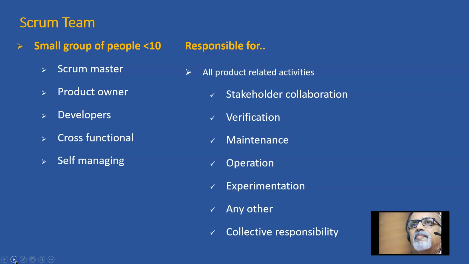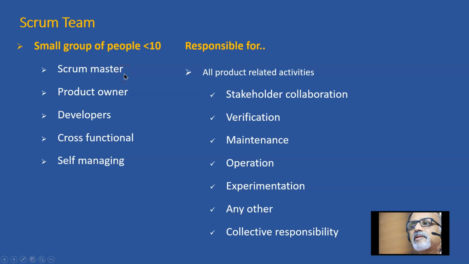Let us move on. Then the Scrum team. A Scrum team is a small group of people, ten or fewer. This includes the Scrum Master, who is a kind of project manager but more of a servant leader, the product owner, and the developers, and the team will be cross-functional and self-managing.